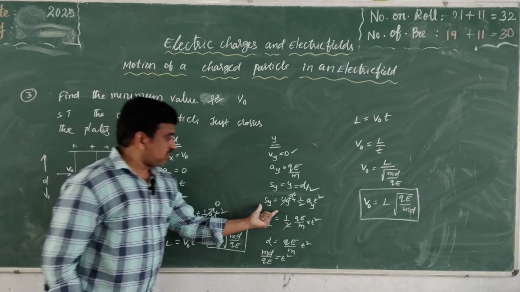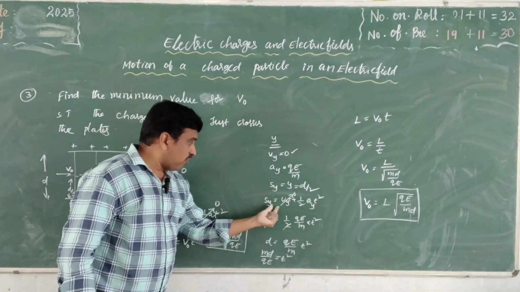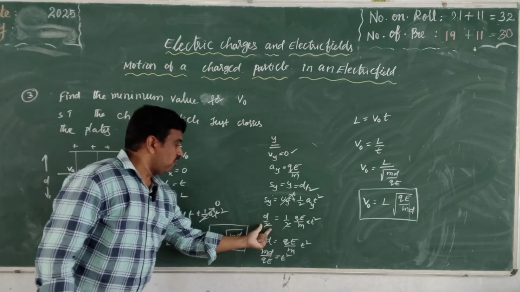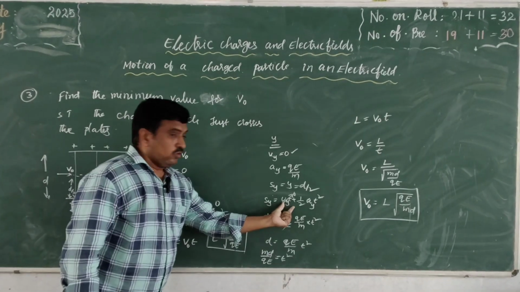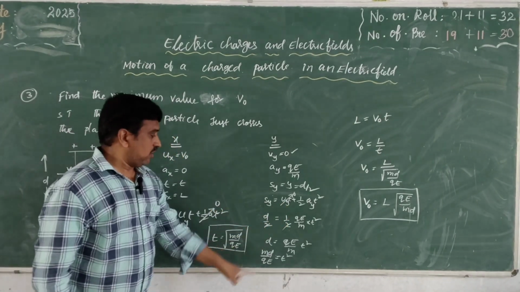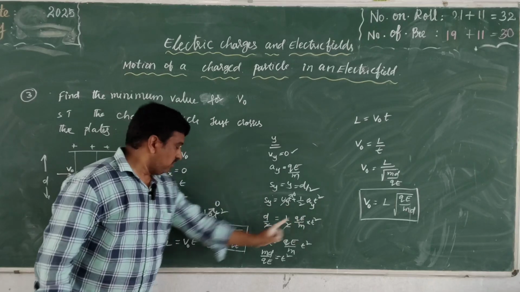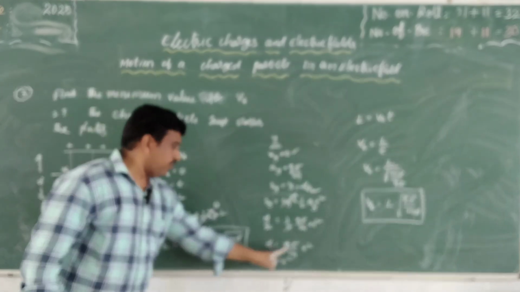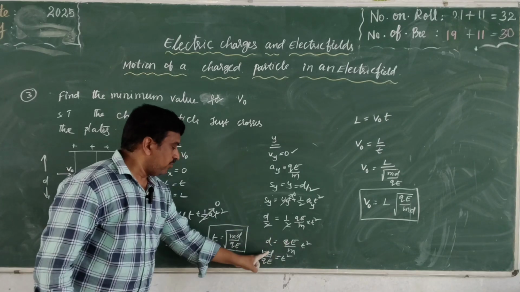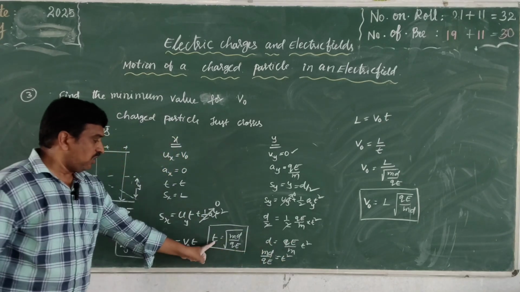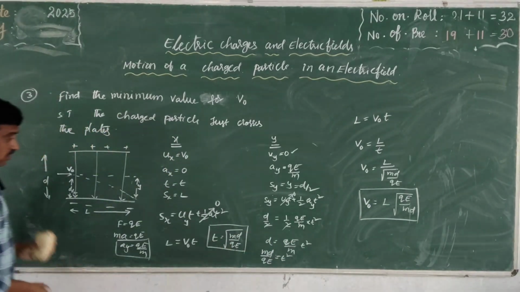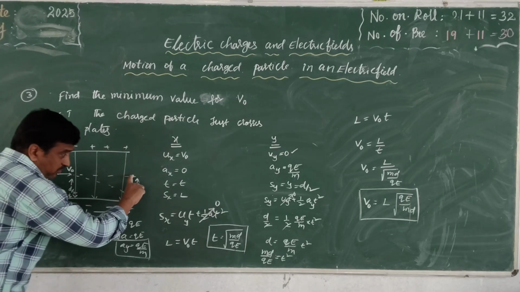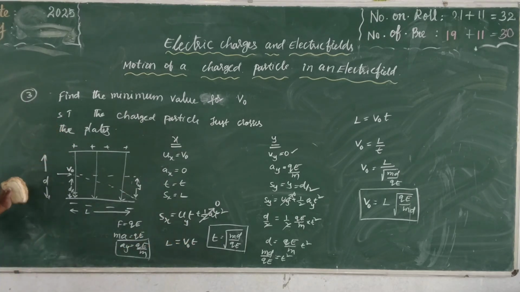Just substitute s equal to ut plus half at square. Along y, we can write d by 2, uy is 0, already known here, half ay means qE by m, times t square. The 2 cancels, so m changes to md by qE, equal to t square. t equal to root of md by qE. That means the time taken to cross the plates is t equal to root of md by qE.